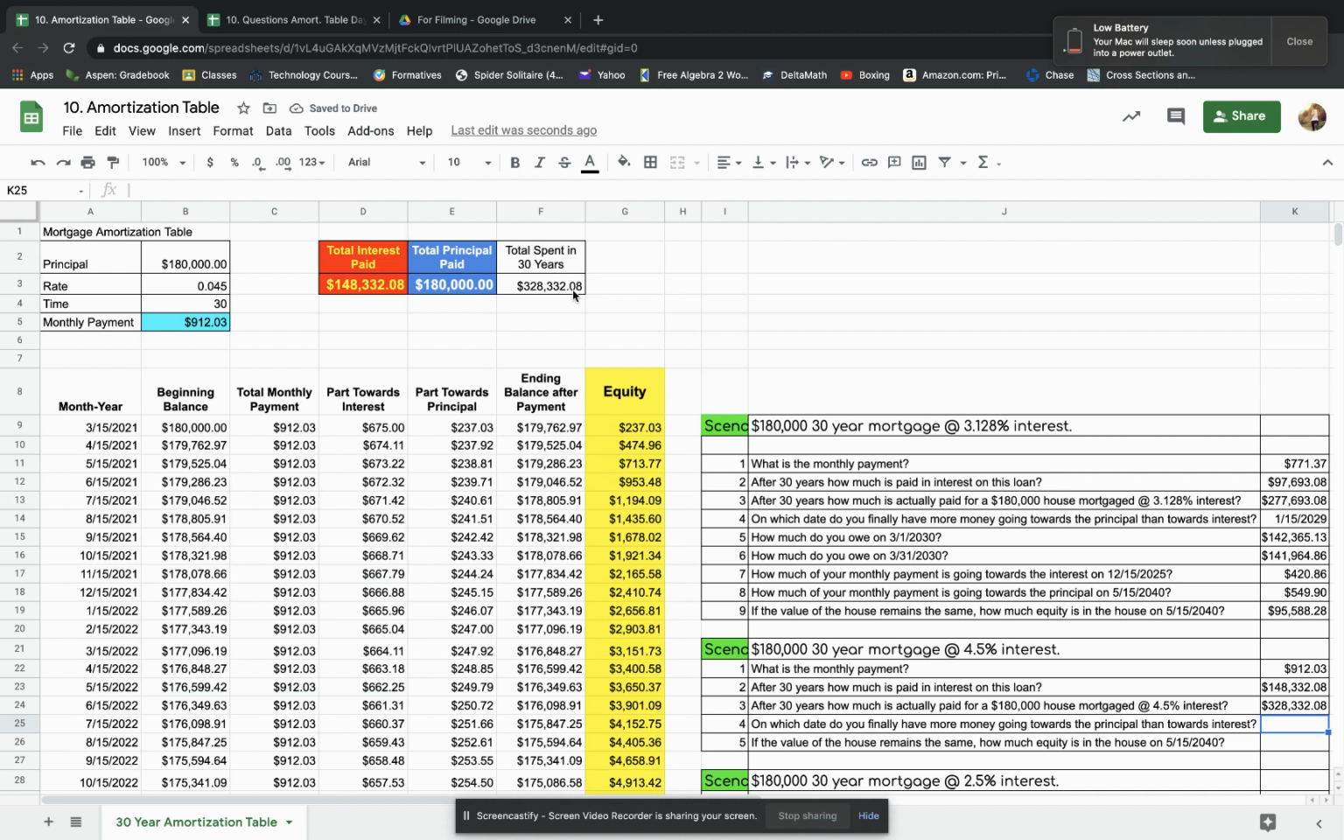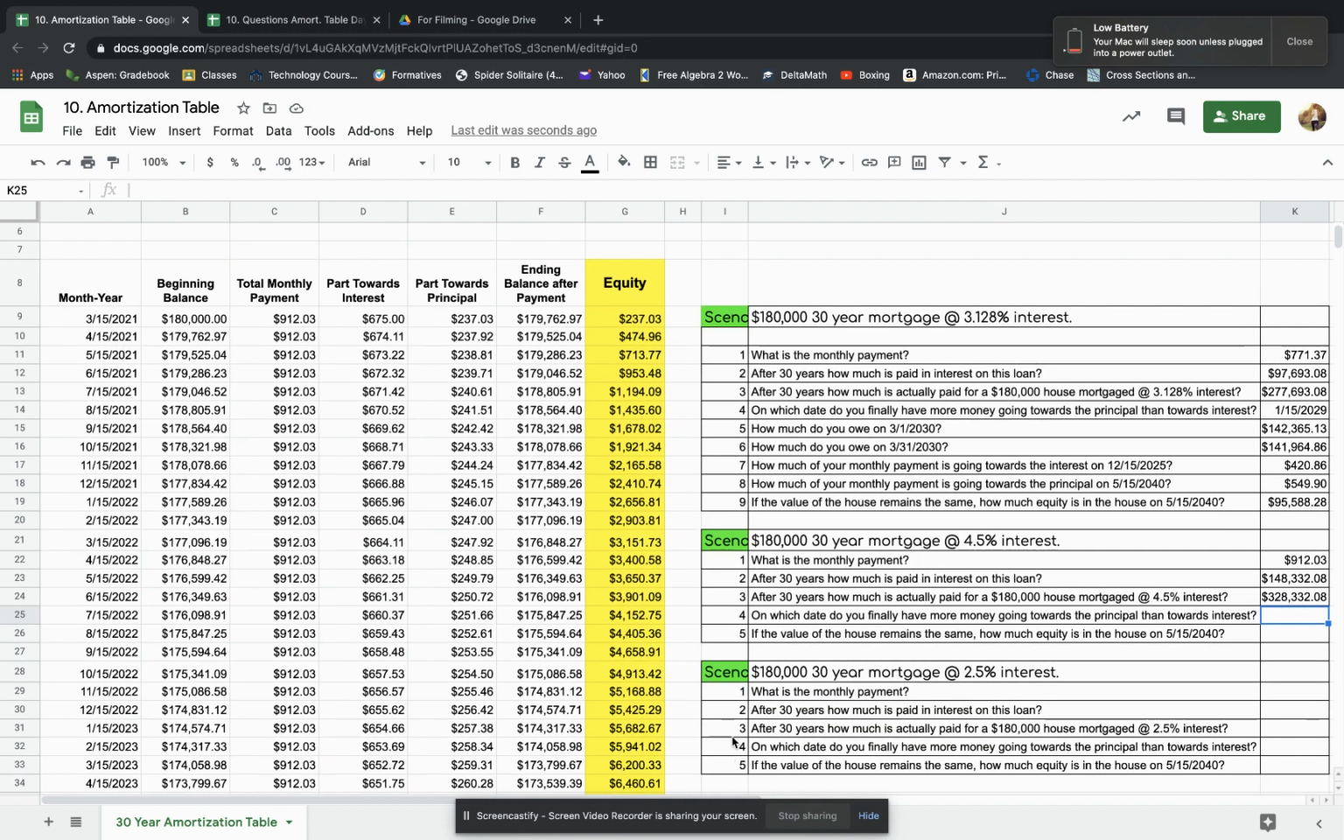On which date do you finally have more money going towards the principal than towards the interest? Okay, these 4 and 5 I'm going to leave for you to do on your own, as well as scenario 3, where you're going to change the interest rate to be 0.025 and answer these same questions. But remember, for this one, you have to compare the numbers in columns D and E. Once E gets bigger than D, that's the date that we're looking for.